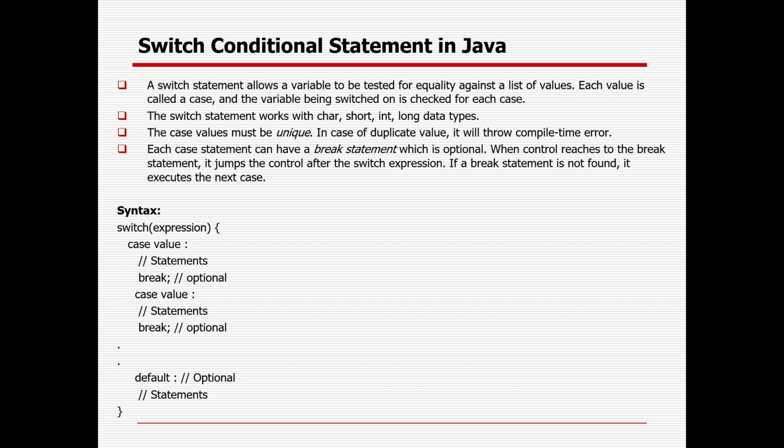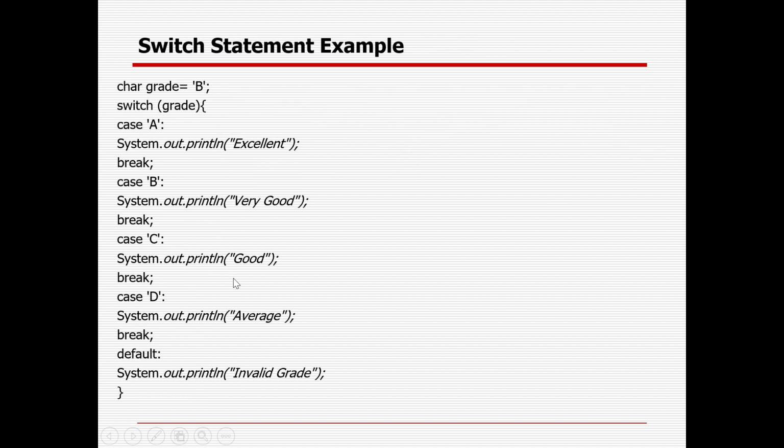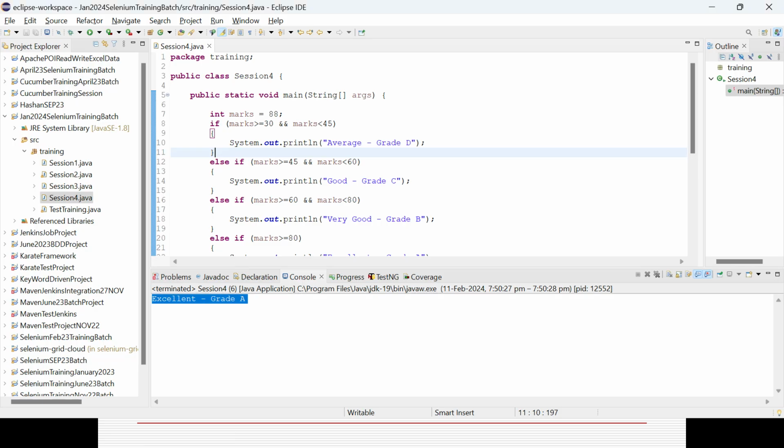Each case statement can have a break statement. Break can be used in loops as well as in the switch conditional statement. Some question might come about where you can use break and where you can use continue. Continue can only be used in different kinds of loops, for, while and do while. But break, apart from for, while and do while loops, you can use in the Java switch conditional statement. When control reaches the break statement, it simply jumps the control to after the switch expression. If a break statement is not found, it executes the next case as well. That is the one example I have already given. You can try that one. Apart from that, I will try to cover one more example.